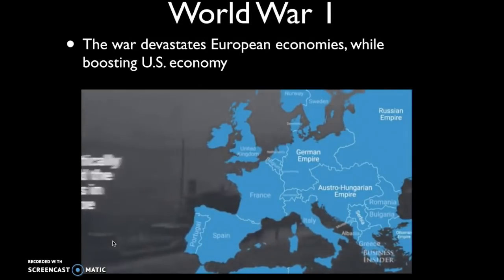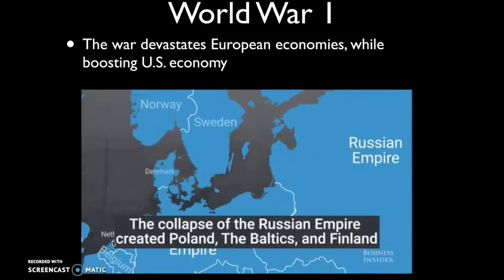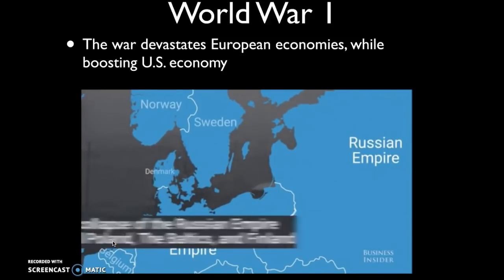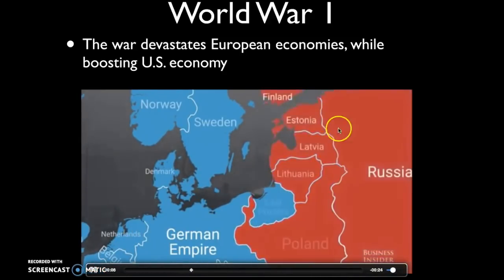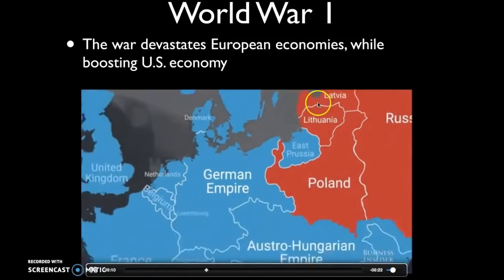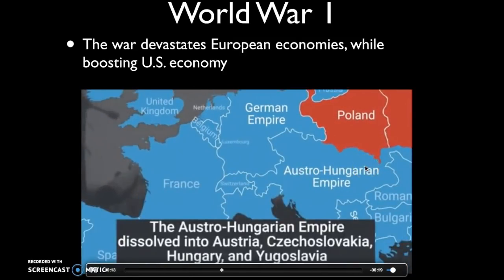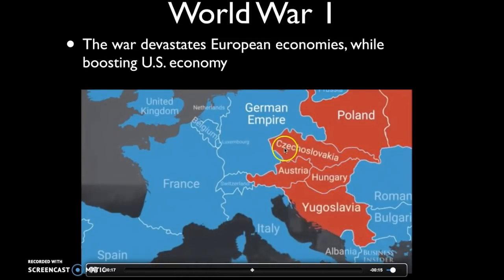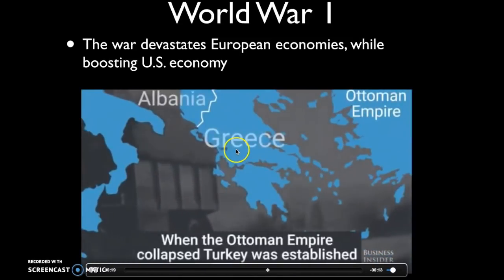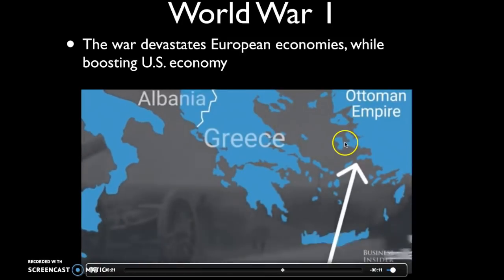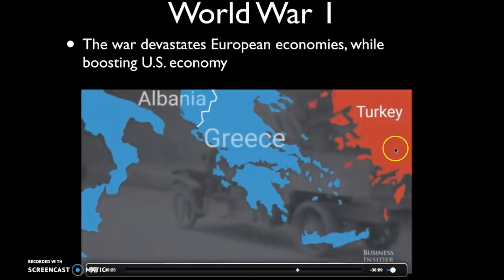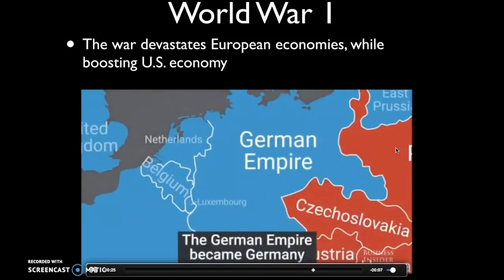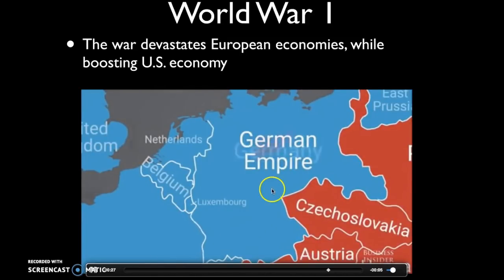There were also some significant boundary changes that took place as a result of the war. So, for example, out of what was the former Russian Empire, you had new countries form, like Poland. The Austro-Hungarian Empire was broken up into Czechoslovakia, Austria, Hungary, and Yugoslavia. When the Ottoman Empire collapsed, there was the formation of the modern-day country of Turkey, and we'll talk more about the Middle Eastern countries in a later video.